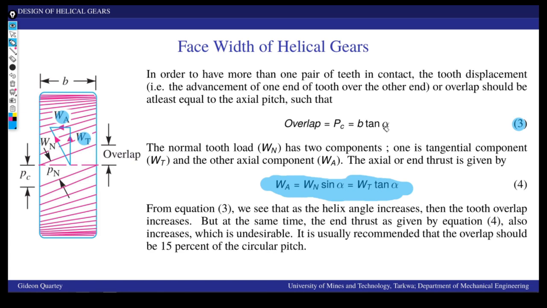But at the same time, as we increase the helix angle, the thrust, or the axial component of the force, also increases, given by equation 4. As the helix angle increases, the axial component of the force WN will also increase. So WA is going to go up, and this is not desirable in the design of helical gears.